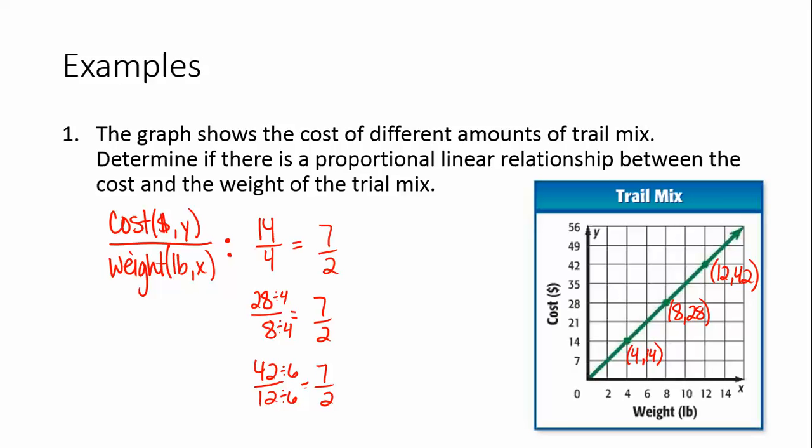And we can reduce this further if we write 7 over 2 as 3.5. That means that for every 1 pound increase, we're going to increase the cost by $3.50. Because you could write this as 3.5 over 1, and remember it's cost on top. So for every $3.50 you spend, you're going to get an extra pound of trail mix. So yes, it is proportional.